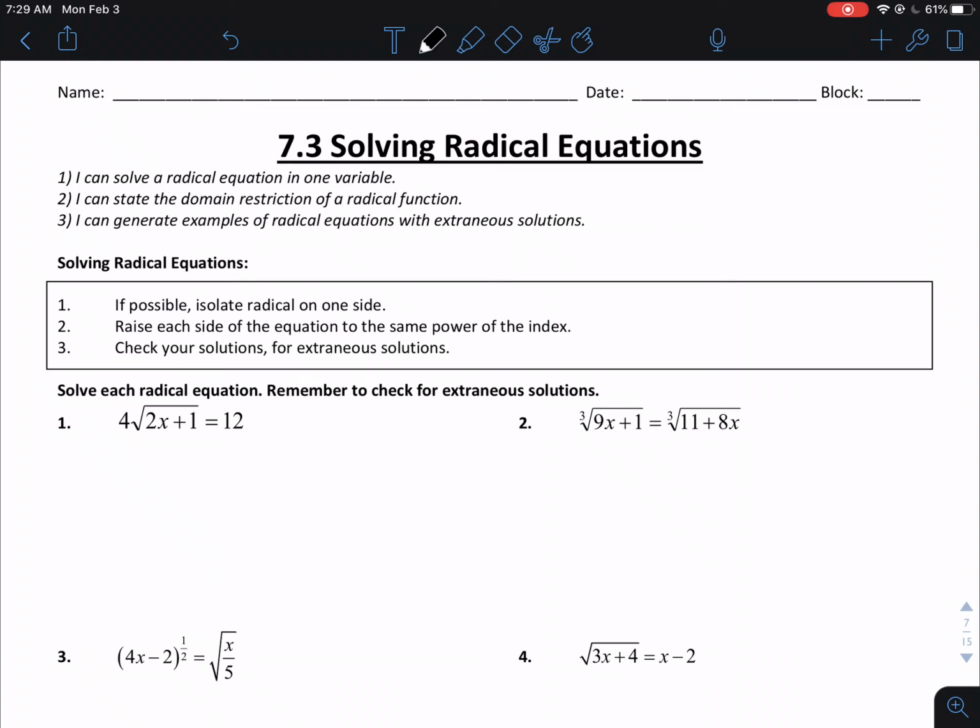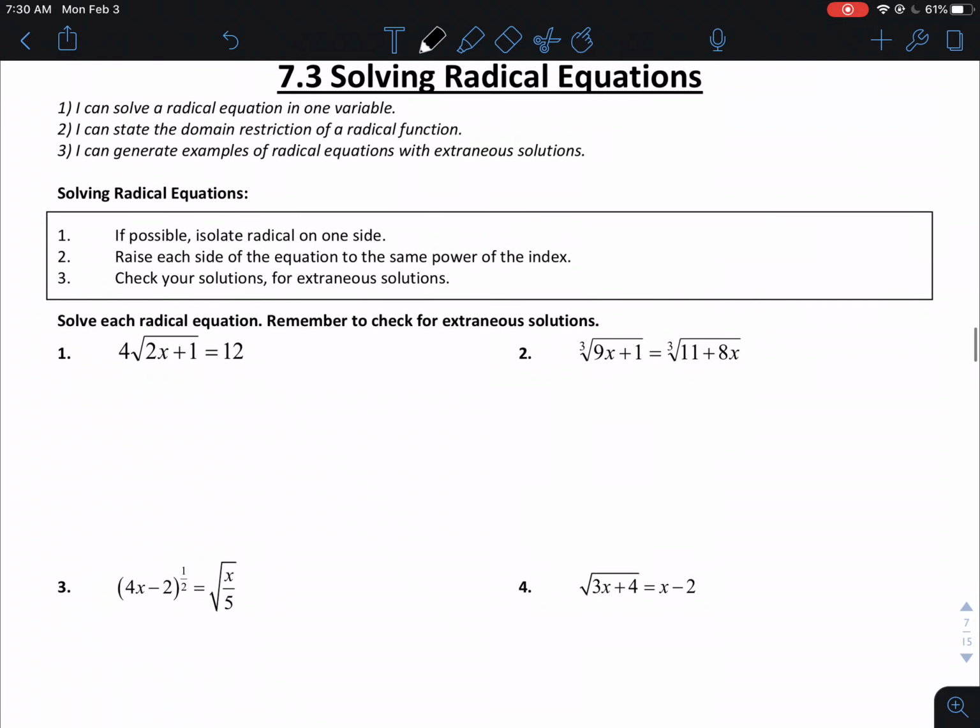And then step three, you're going to have to check your solutions for extraneous solutions. Now, unlike with rationals, we're not going to have a restricted domain, so you're going to actually have to check your answer by plugging it back in. There's really no way around it. So let's see how this works. Let's take a look at number one here.